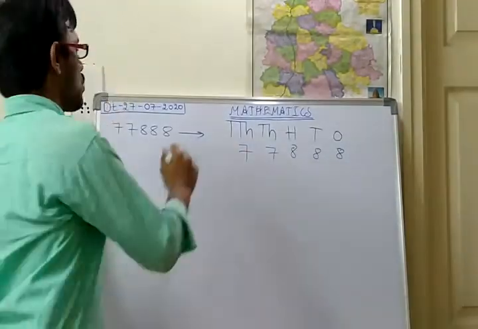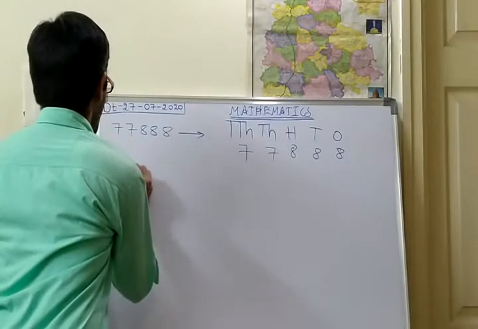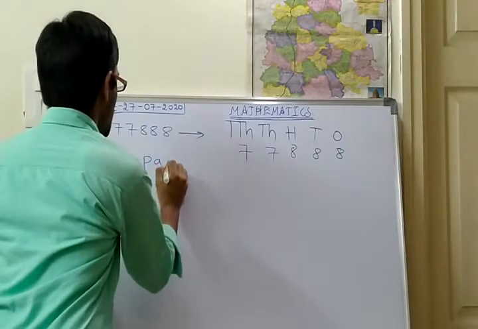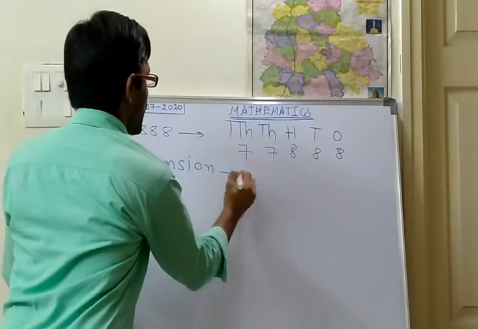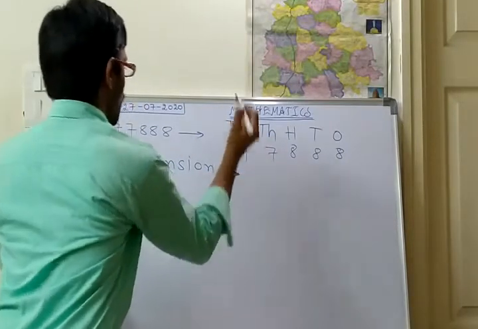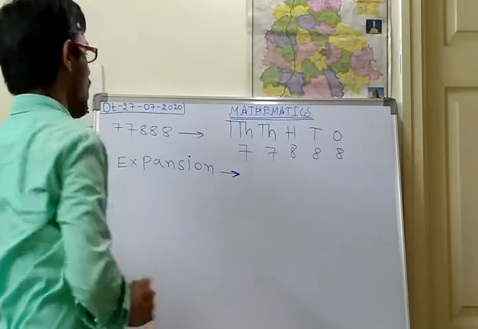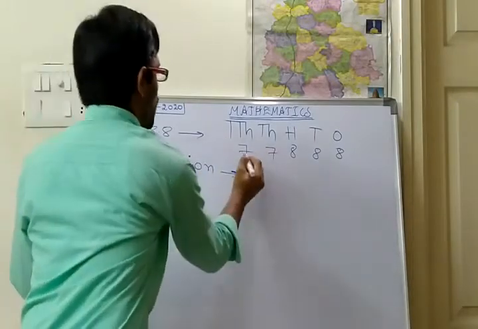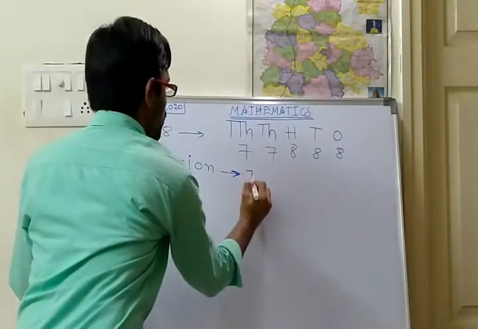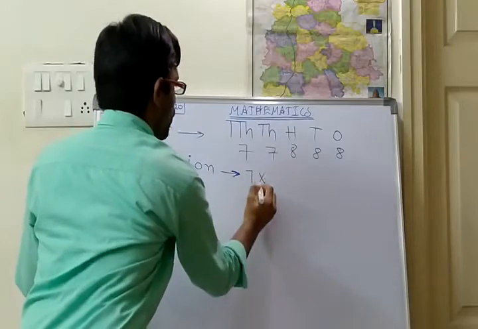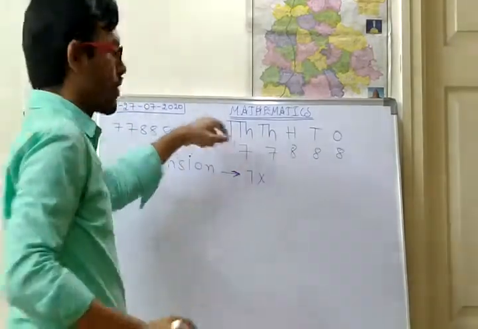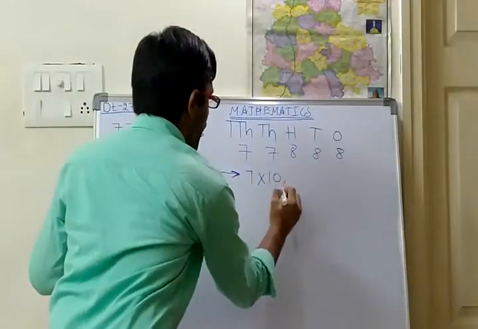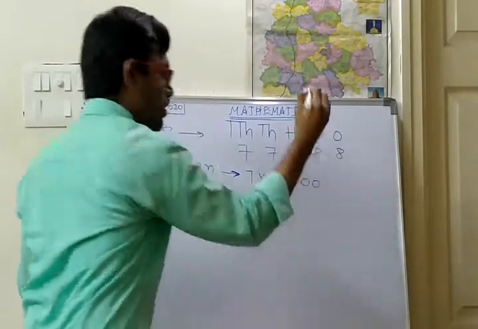So what is the expansion? In the textbook the expansion means the next step for this problem. See, first take this 7. This 7 is in which place? 7 is in the 10,000 place. So 7 into 10,000.